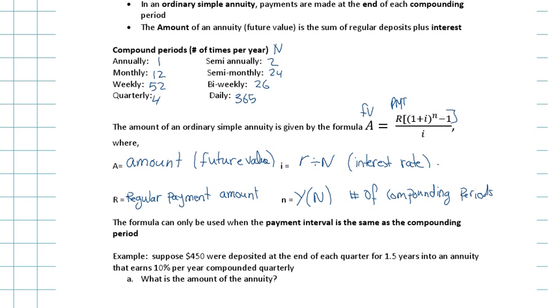This formula can only be used if the payment interval is the same as the compounding period, and for most of our questions in MAP 4C, it's going to be the same. So your compounding period is going to be the same as your regular payment. If it's a monthly payment, it's compounded monthly. If it's a yearly payment, it's compounded annually. If it's a weekly payment, it's compounded weekly. So we're going to have the same units.